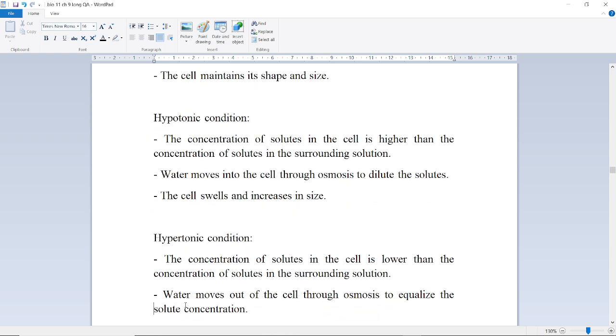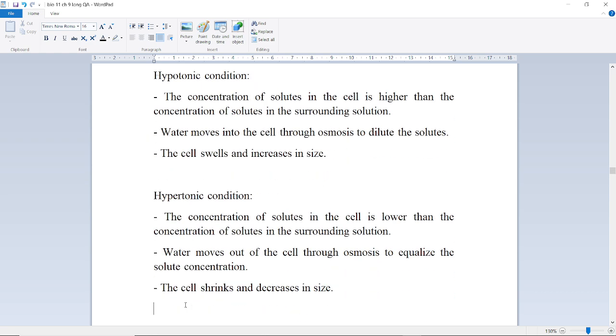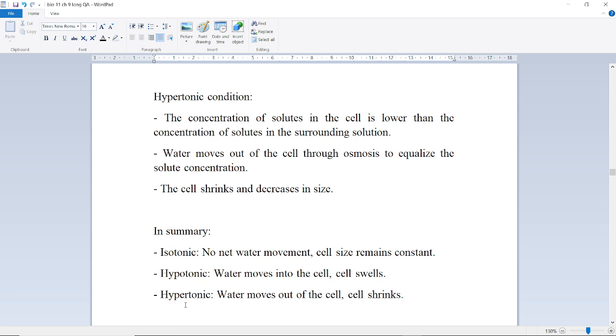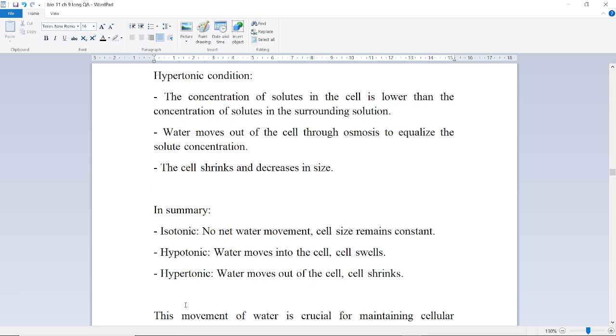Next is hypotonic condition. The concentration of fluid in the cell is higher than the concentration of fluid in the surrounding solution. Water moves into the cell through osmosis to dilute the fluid. The cell swells and increases in size. Next is hypertonic condition. The concentration of fluid in the cell is lower than the concentration of fluid in the surrounding solution. Water moves out of the cell through osmosis to equalize the fluid concentration. The cell shrinks and decreases in size.